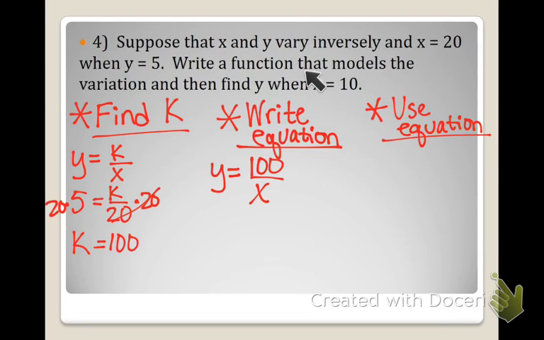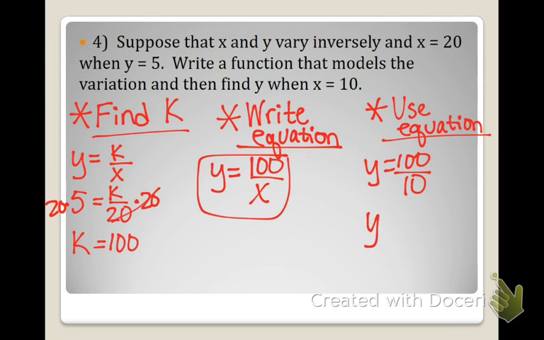So it says, write a function that models the variation. That's what we did right here in the middle. So this is part of what they wanted. But then they also want to know what Y is when X is equal to 10. So that's when we're going to use the equation. Yes, we plug in 10. Y equals 100 over 10. So Y equals 10.